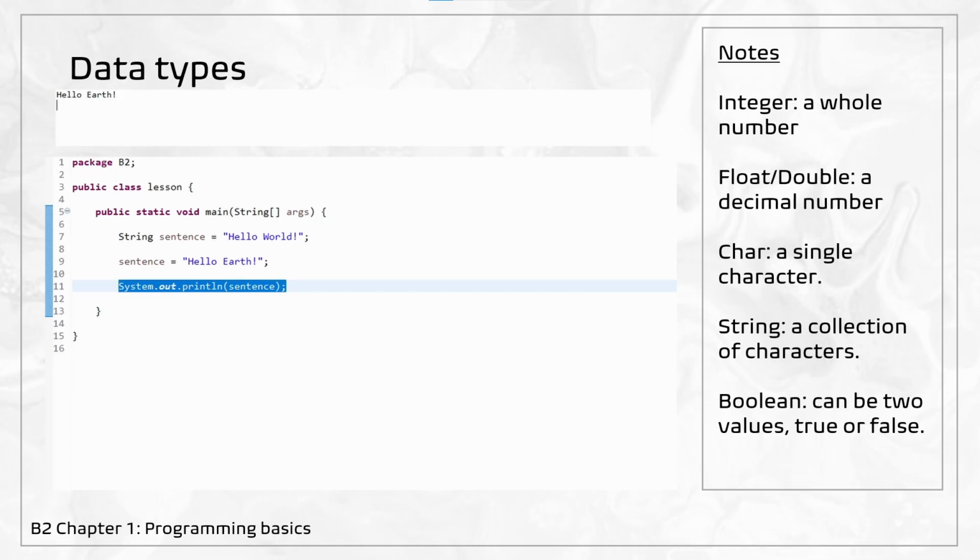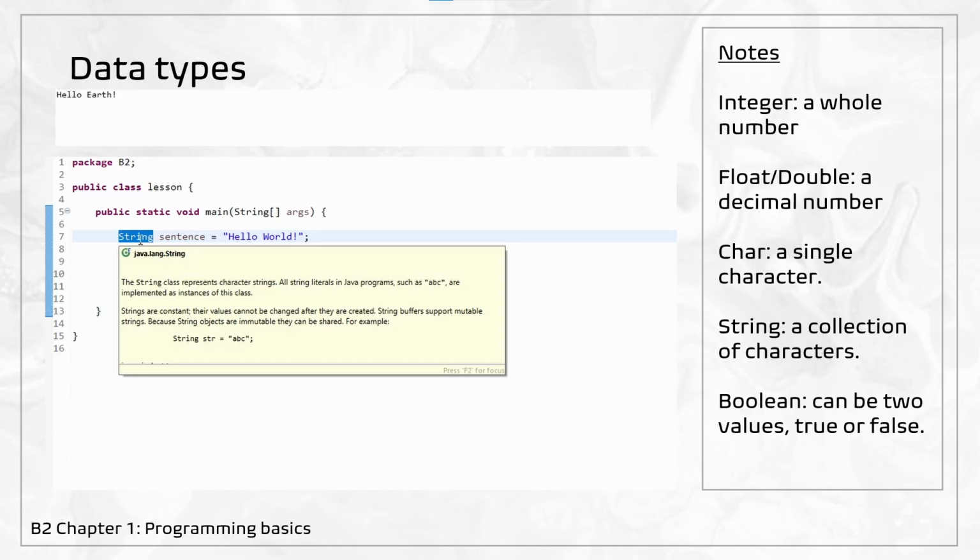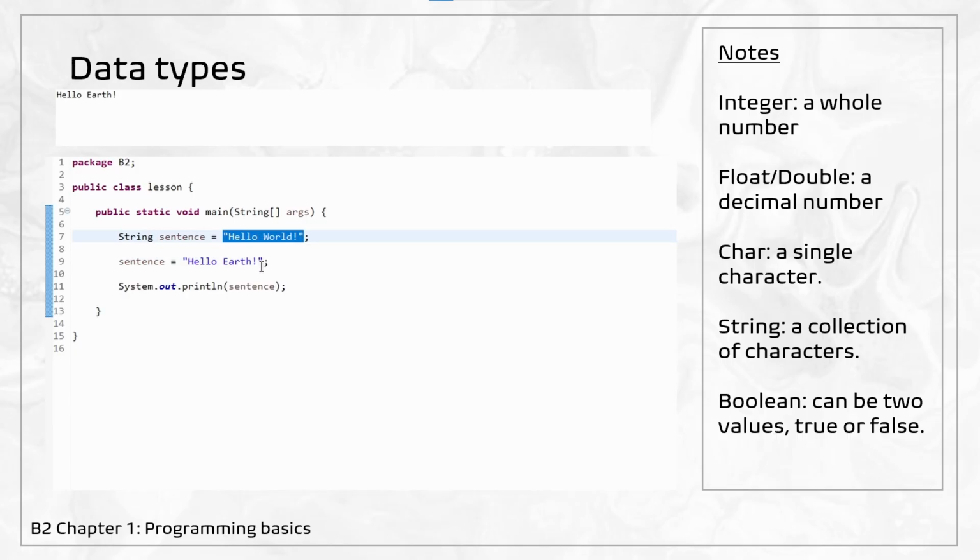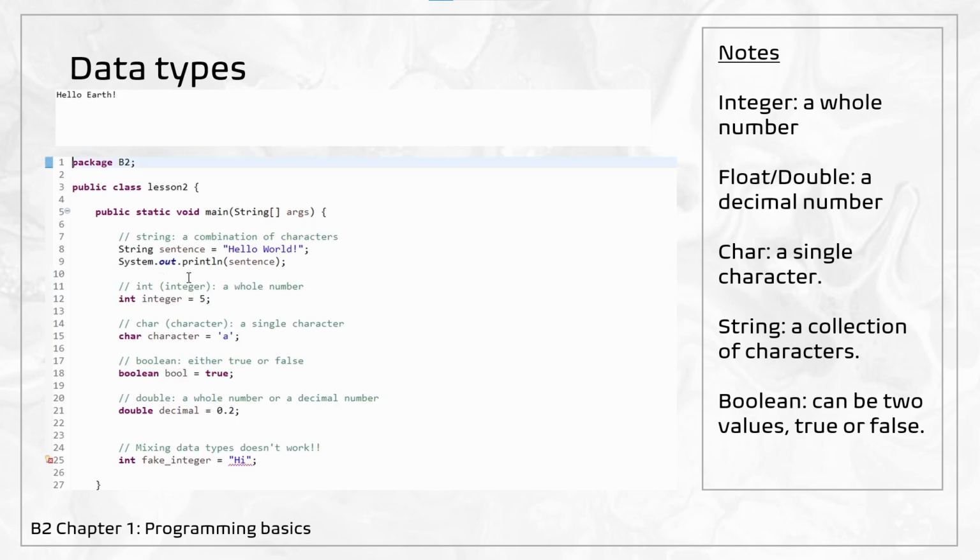When we define the variable, you might have noticed the string keyword. This statement, hello world, and this statement, hello earth, are what we call strings. Strings are one of the fundamental data types in Java. A string is just any combination of characters put together. Other data types include integers, which are whole numbers, chars or characters, which are just single characters, booleans, which is true or false, or double, which is just a decimal number.